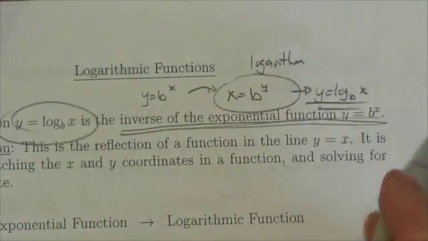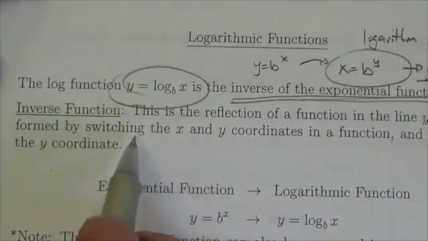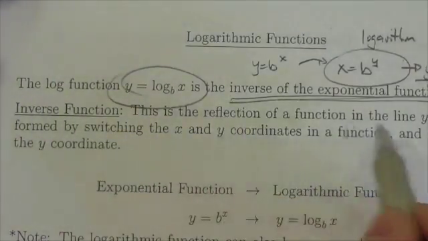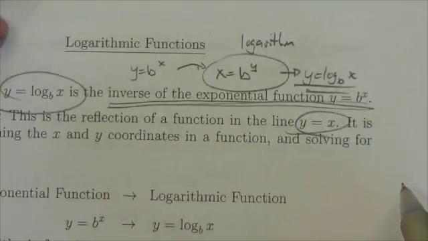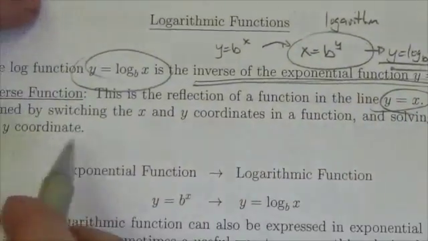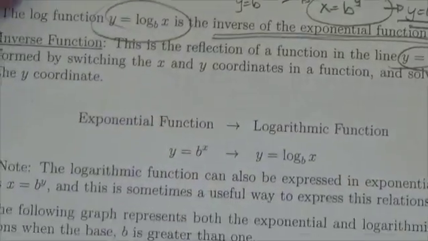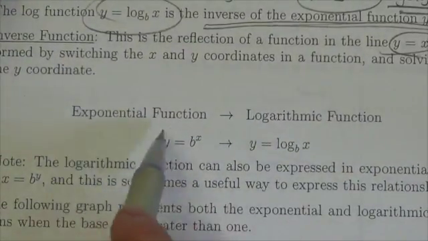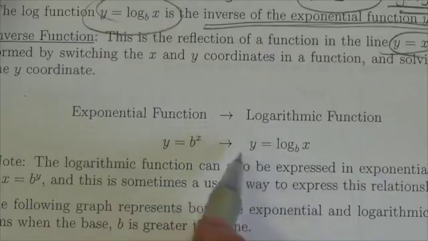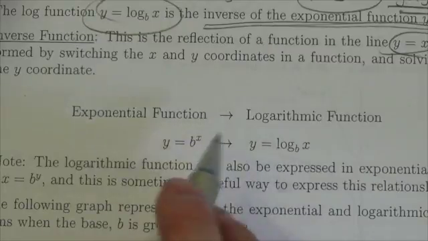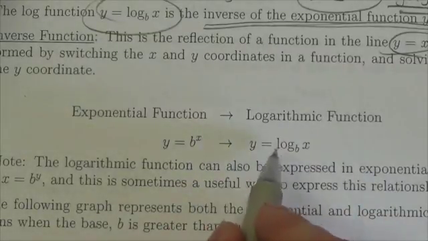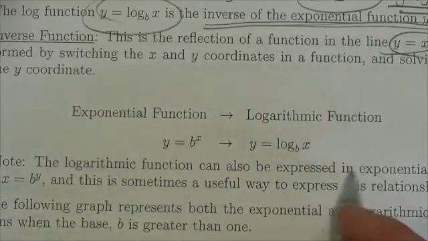This is more useful. Remember graphically that the inverse function is the reflection over the line y equals x. And I know we just did this here by switching the x and the y. And so here it just summarizes it here. The exponential function y equals b to the x becomes the logarithmic function, or sorry, it doesn't become, but its inverse is y equals the log base b of x.